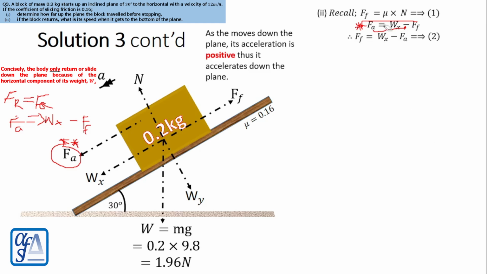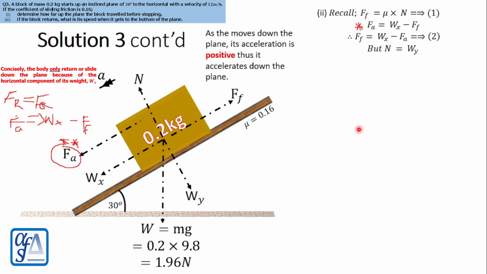That means F sub X minus W sub A. So this will go here, come here, and here will come here. So that means you have W sub X minus F sub A. Okay, that's equation 2. Now, but we know that N equals W sub Y.